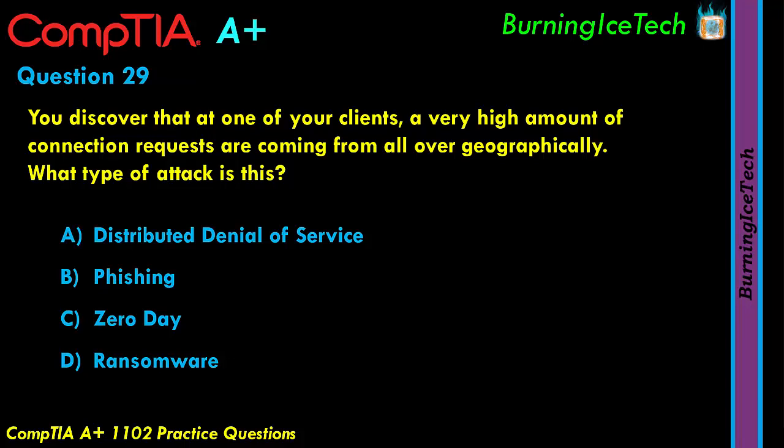Is it D, ransomware? Ransomware is a piece of malware that would normally encrypt everything on a user's machine, their laptop, desktop, servers, whatever. Everything would be encrypted and a ransom would be demanded. Nowhere do we mention anything about encryption or a ransom being demanded here. So the answer here is A, distributed denial of service.